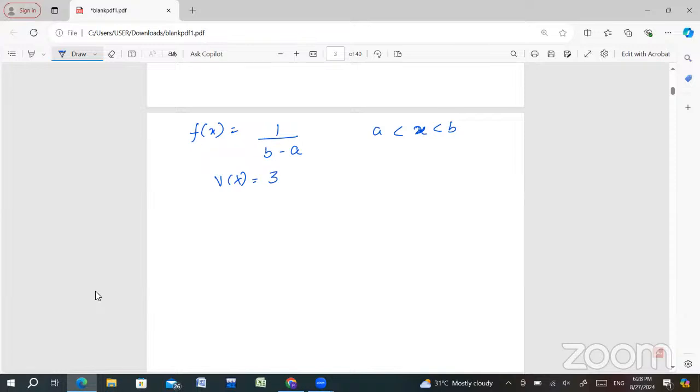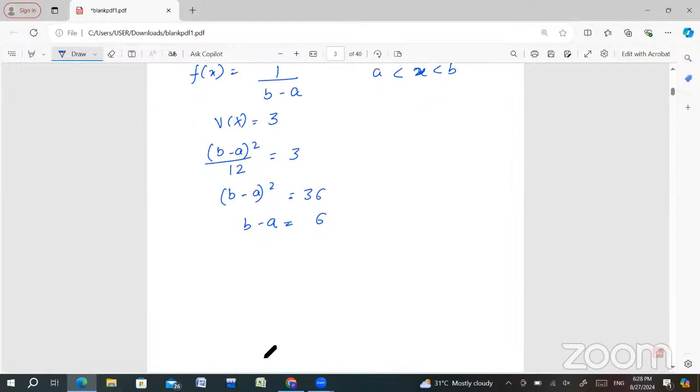What is the formula for variance in uniform distribution? B minus A whole square divided by 12. Yes. So from here you can write B minus A whole square will be equal to 36, and if you take the square root, it will be B minus A equals 6. Clear till here? Yes, ma'am.